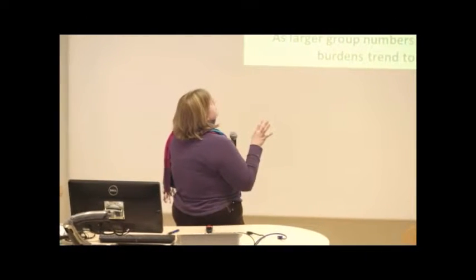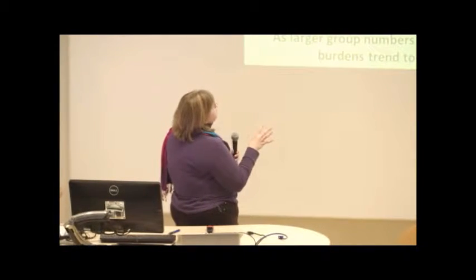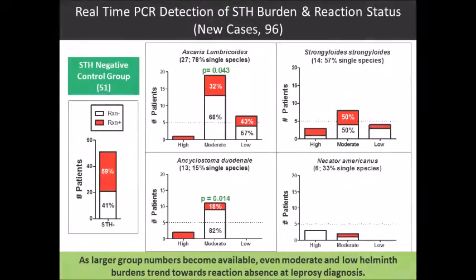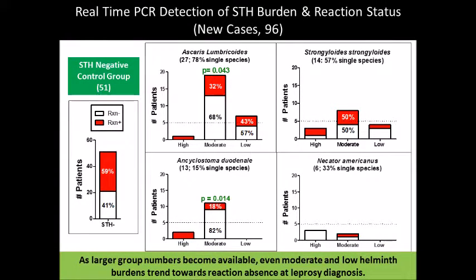So this was a smaller number study, or preliminary, but I was able to break down the burden of the helminths based upon the DNA level. So there's the 4 different species that we investigated, and based upon the DNA that we were able to detect, we could assign high, moderate, or low. Here is a control, the group of patients who had none of these 4 species. You can see the bulk of those who didn't have any of the 4 species were in leprosy reaction.